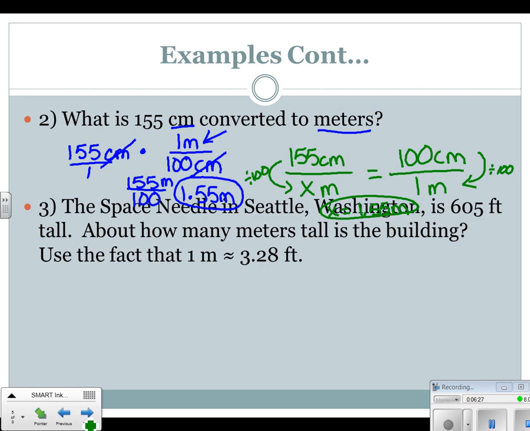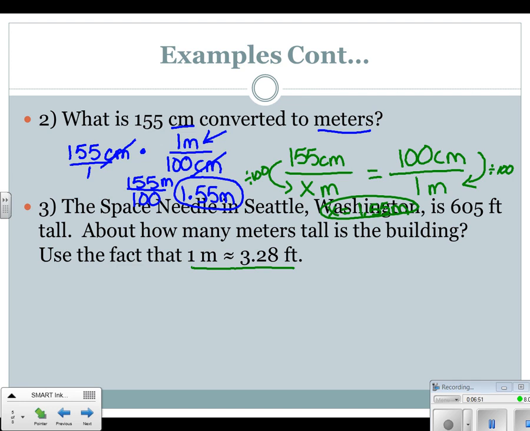And here I kind of overlapped a little bit. It says the Space Needle in Seattle, Washington is 605 feet tall. About how many meters tall is the building? Use the fact that we're going to use this conversion factor, that 1 meter, so we're going from the metric system, is about 3.28 feet, which is in the customary system.